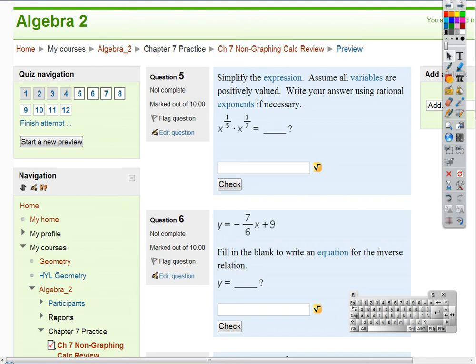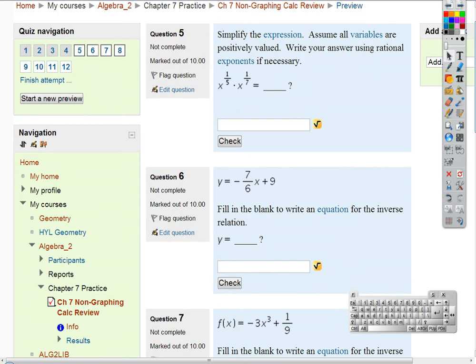Okay, number 5, same kind of deal. Simplify the expression. Assume all variables are positively valued. So, if we have x to the 1/5 times x to the 1/7, now add them. Multiply like bases, you add them, right? So we have x to the 1/5 times x to the 1/7 equals x to the 1/5 plus 1/7.